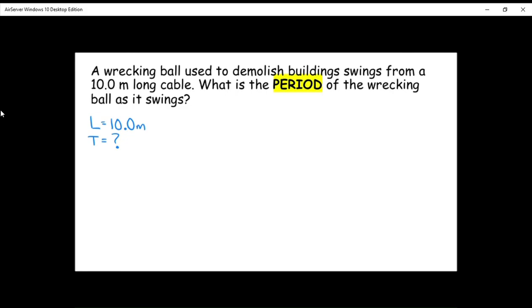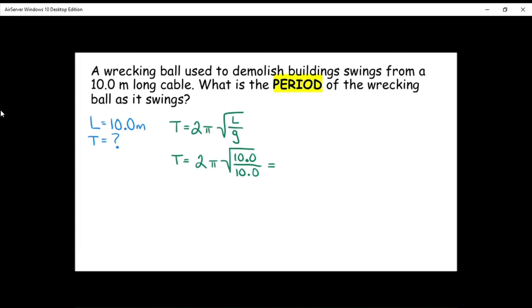So we need the formula that has both period and length. T equals 2 pi times the square root of L over G. This time we're looking for period, so we don't have to rearrange. We can just plug in our numbers. So 2 times pi times the square root of the length, 10, over G, which again we're using 10.